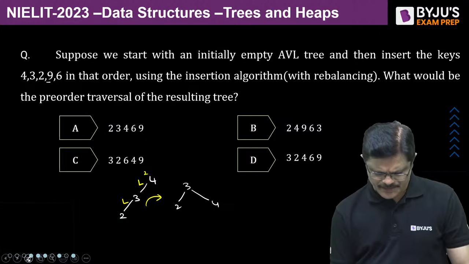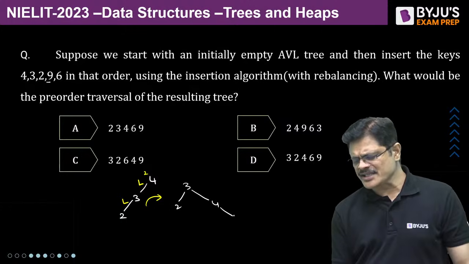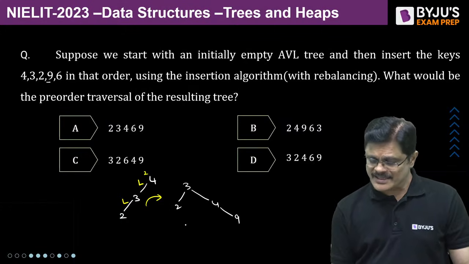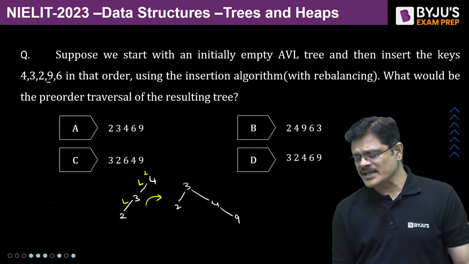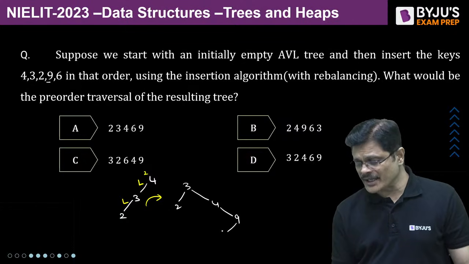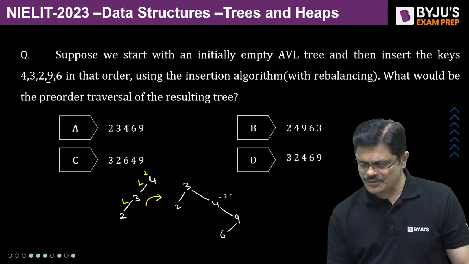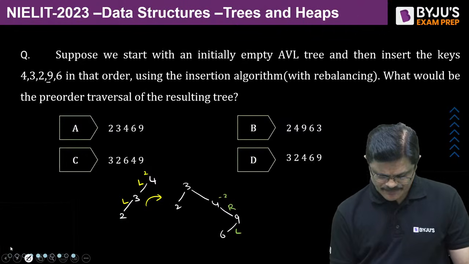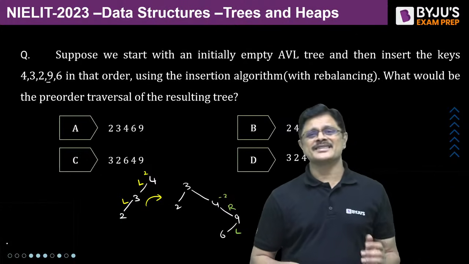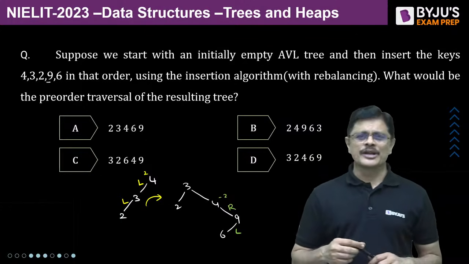9 you are inserting. 9 is larger than 3, larger than 4, so 9 comes here. Then 6 comes. 6 is larger than 3, larger than 4, but smaller than 9. And here the balance violation happens, minus 2. This is due to right of left somewhere you done the insertion. Right of left somewhere you done the insertion. So it is RL rotation.